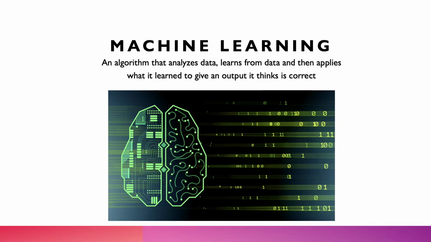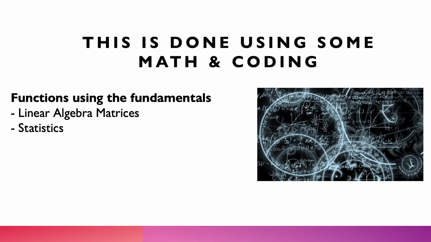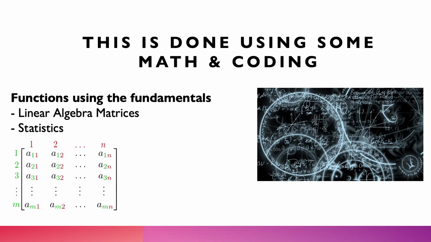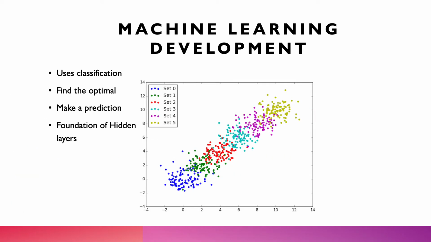This can be used for all sorts of purposes across many different industries. This is done using math and coding. Now, most of us could have probably figured that part out on our own, but what is it exactly that it's doing that makes it intelligent? Well, machine learning actually functions using many of the fundamentals of linear algebra and statistics, something many of us do understand. Machine learning relies on a large amount of data.